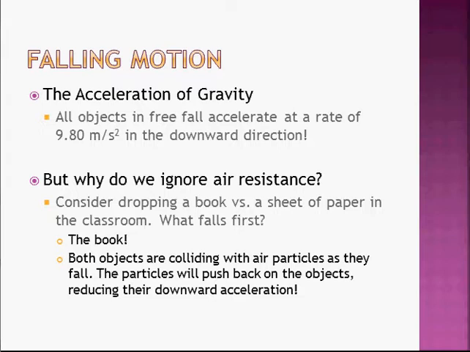Air resistance is tricky. It depends on a couple things: the speed of the object, the surface area that's exposed to the air. There's all sorts of things that we don't really want to consider when we analyze this type of motion. So we simplify it by saying that we're looking at freely falling objects, where there's no air resistance and it's only the influence of gravity. And when that happens, we get this nice acceleration of gravity value of 9.8 meters per second squared in the downward direction.